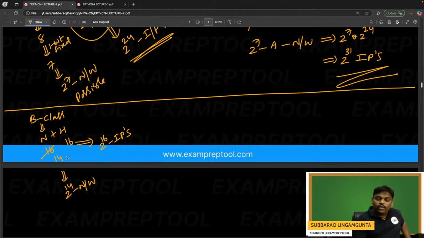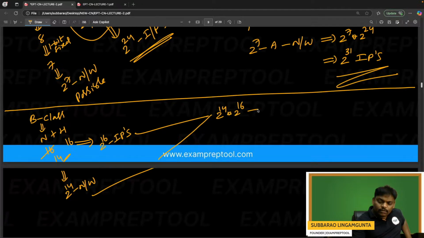With the 14 bits, how many possibilities are there? 2 power 14 possibilities, because it is a network, so 2 power 14 networks. With the 16 bits, 2 power 16 IPs. If you combine it, carefully observe, 2 power 14 into 2 power 16 is 2 power 30, because 2 bits are fixed. So 2 power 30 IPs possible. These are the total IPs.